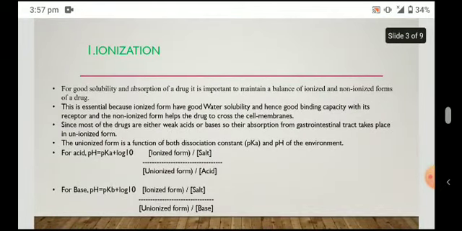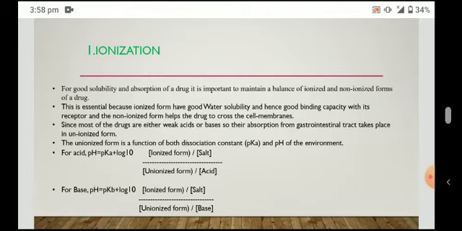In that, the first is ionization. For good solubility and absorption of the drug, it is important to maintain the balance of ionized and unionized forms of the drug. This is essential because the ionized form has good water solubility and hence good binding capacity with its receptors, while the non-ionized form helps the drug to cross the cell membrane.